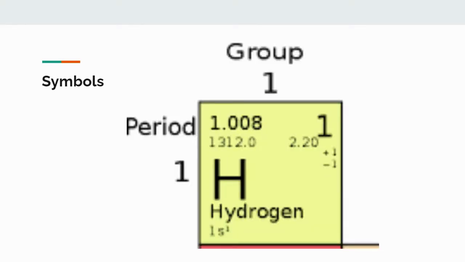Let's talk about symbols. This is a symbol. More particularly, it's the symbol of hydrogen. All elements have a symbol. Each symbol is 1 to 3 letters. The first letter is always capital. The second letter is lowercase.